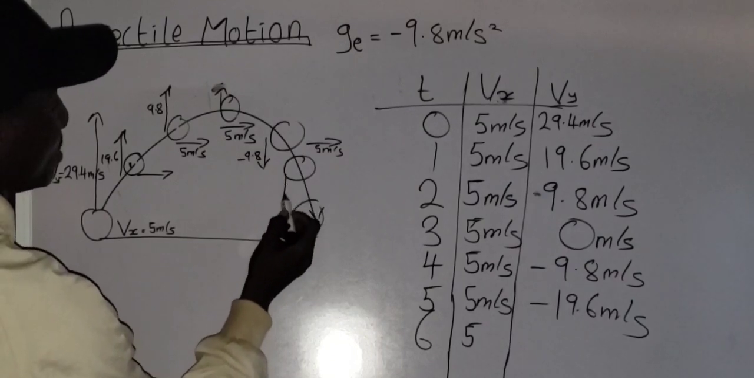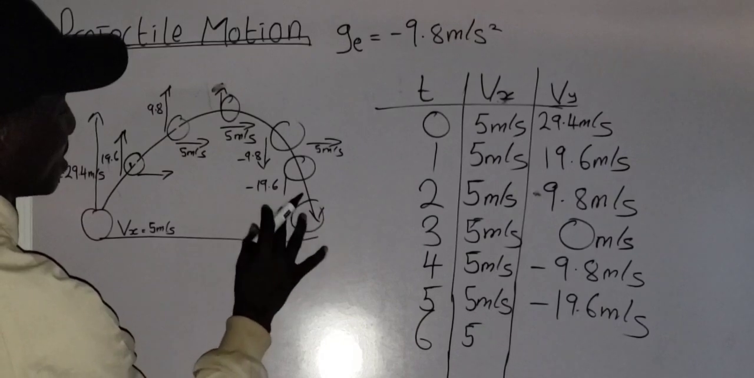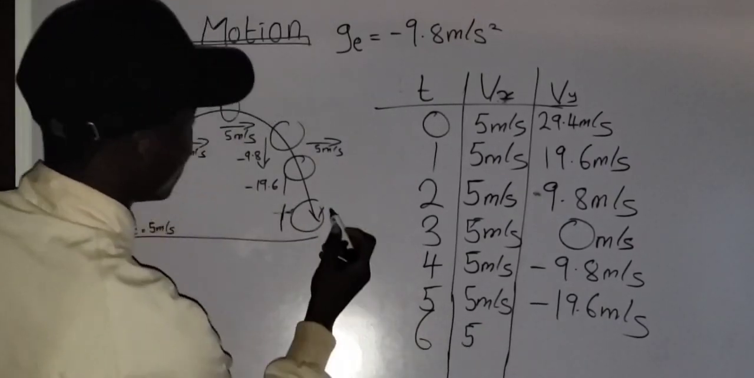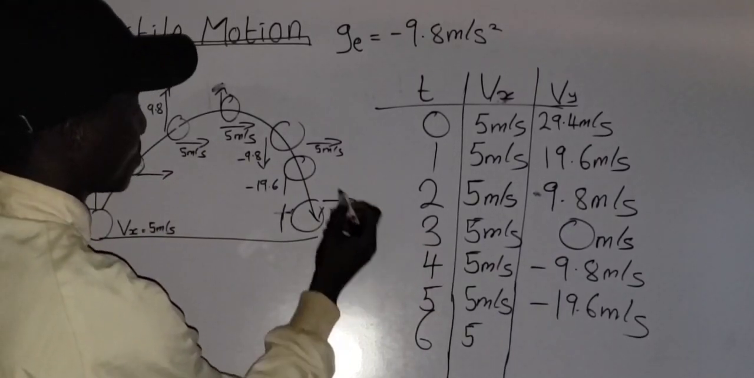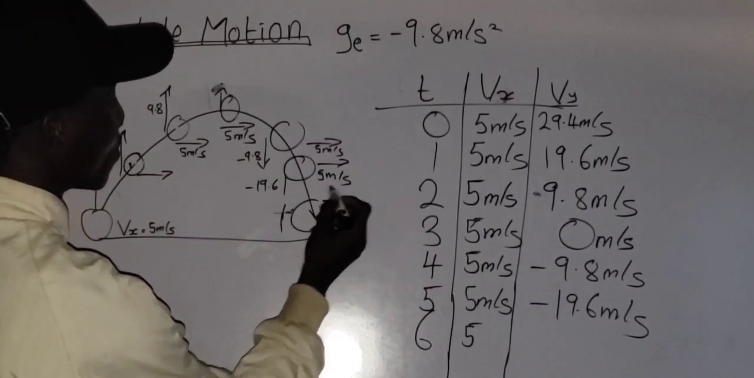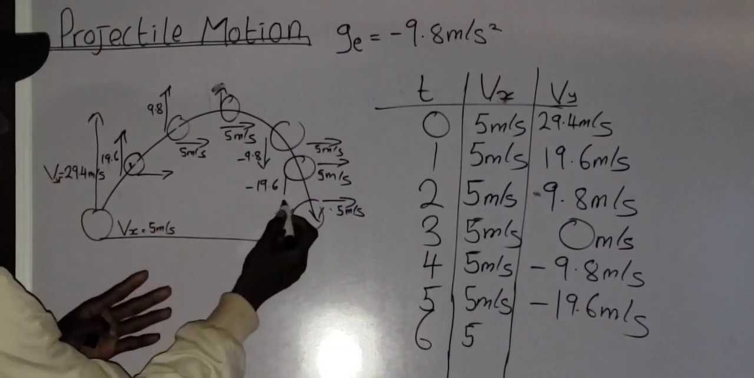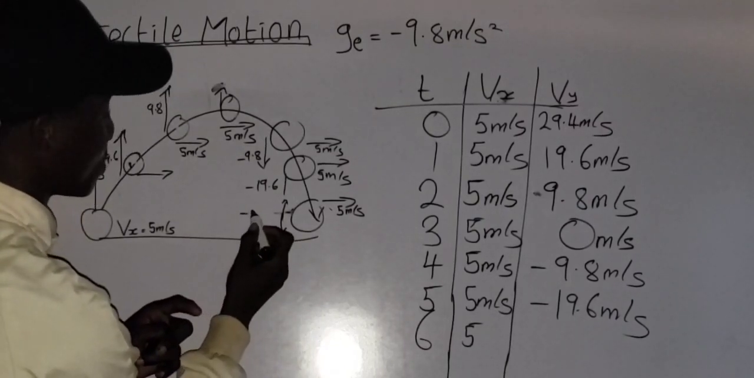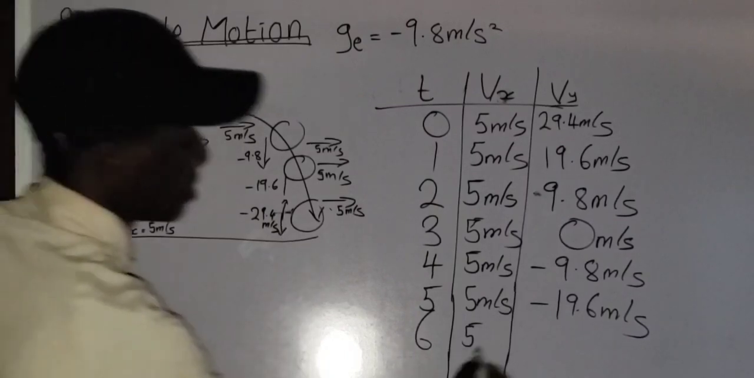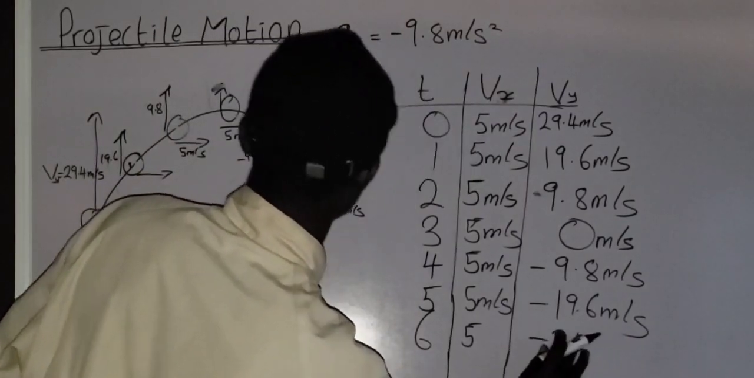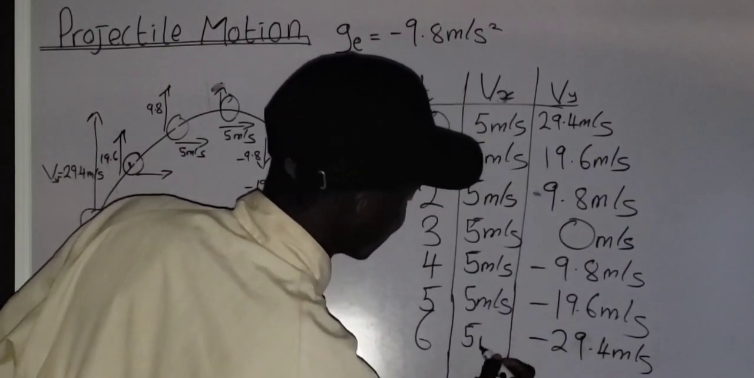You understand? For this, it is minus 19.6, and this is 5 meters per second. Don't forget, the velocity along the horizontal axis will always be constant. So this is 5 meters per second, and this is also 5 meters per second. But along the vertical axis, the velocity is increasing in the negative direction, because this is minus 24.5 and this is minus 29.4 meters per second. This is 5 meters per second.